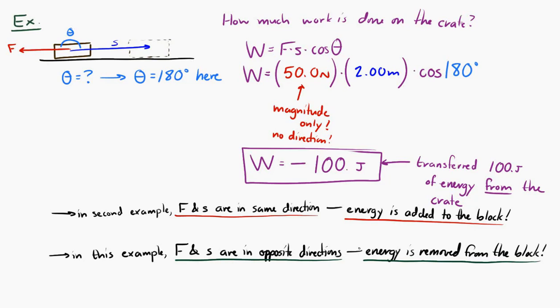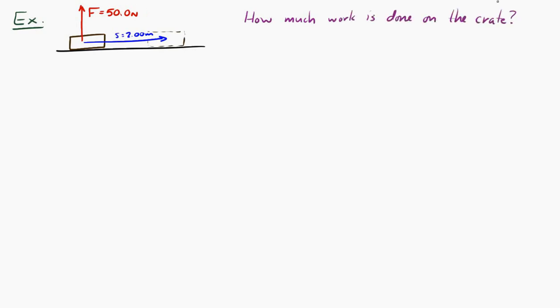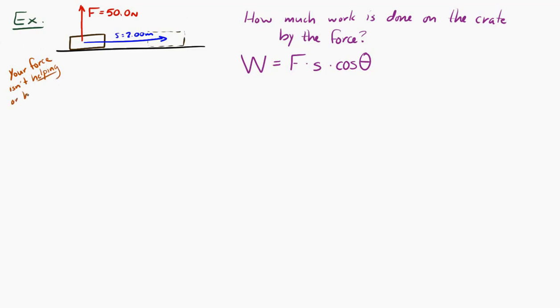Last example we'll look at. Let's say that the box moves to the right 2 meters and you apply a force upward that's equal to 50 newtons. How much work are you doing in this situation? Well, in this situation, the block is moving to the right, you're applying a force upward, so you're really not having an effect on its motion to the right, at least not a direct effect. You're not helping it move that direction, you're not harming it. But in this situation, that force is perpendicular to the displacement.